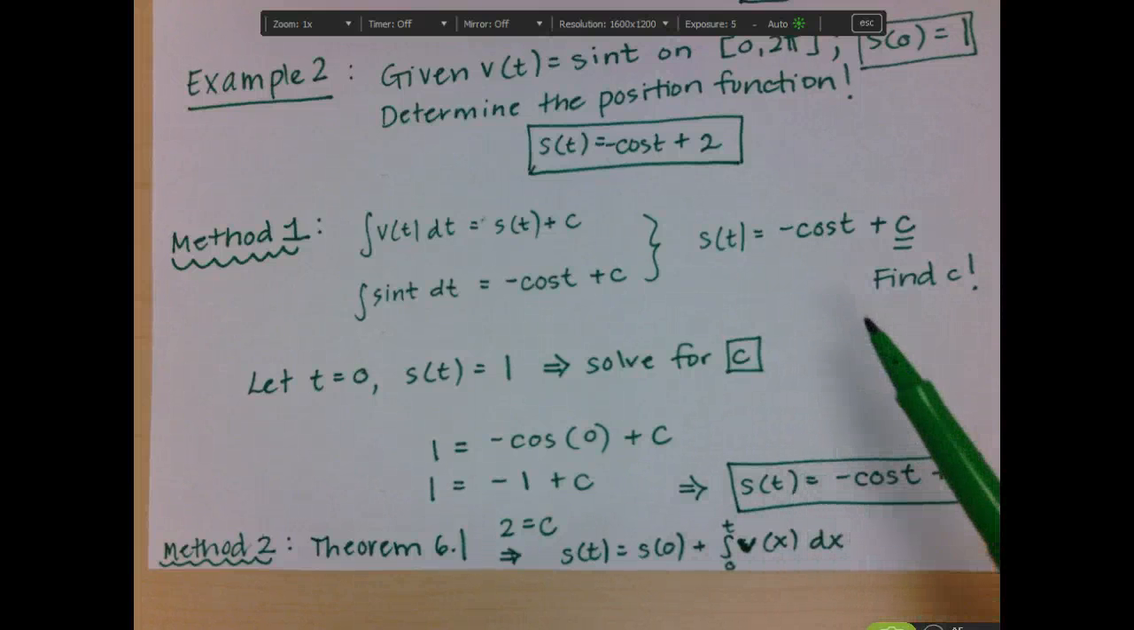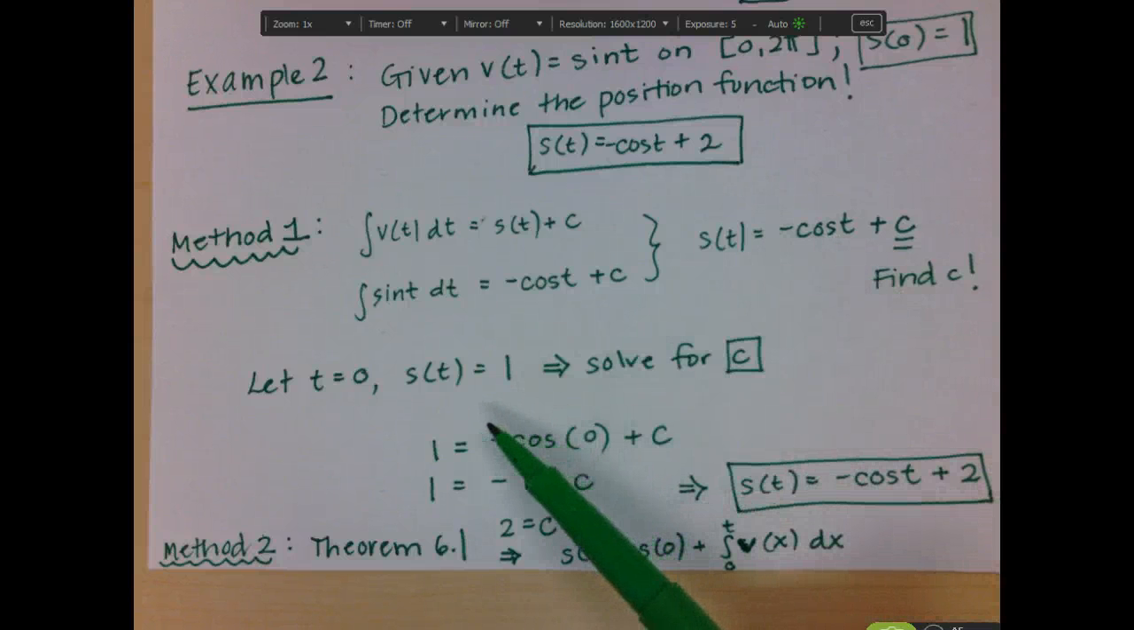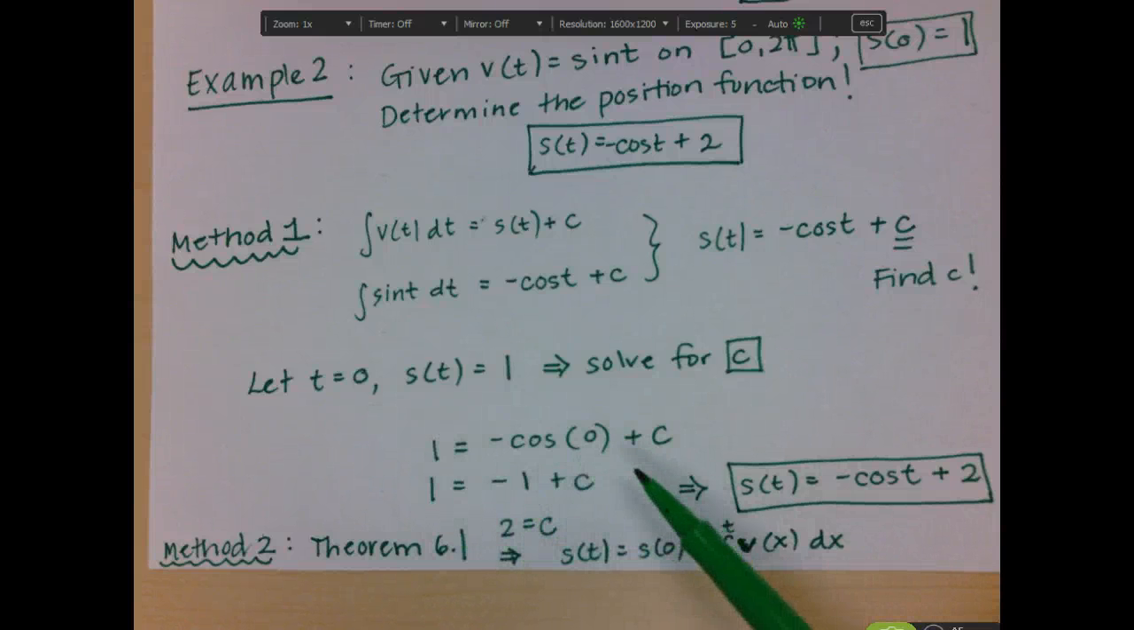So here we first had to find the antiderivative, and then we had to plug in s of t and t into our antiderivative to get the constant c. And in Theorem 6.1, all of that will happen in 1 step using this formula. So really, either method is acceptable, and it's completely up to you. All right, so that'll be it for section 6.1.